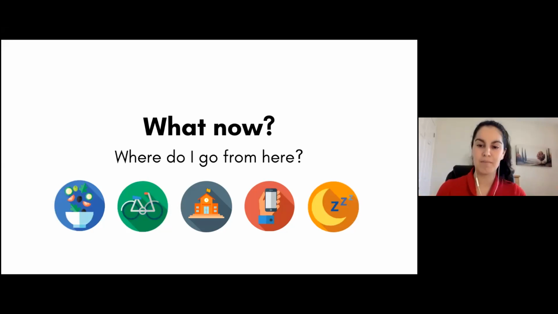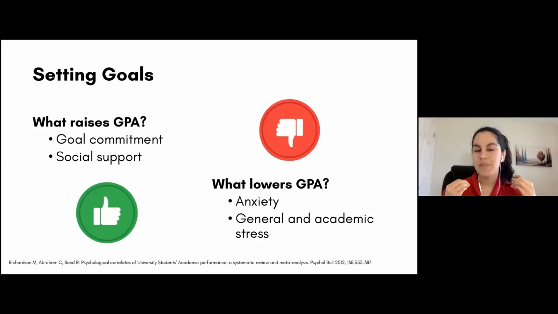So what do I do now? Where do I go from here? I have all this knowledge. What can I do? It's really important to start setting goals. You have this knowledge, you think, I need to start doing this, I need to stop doing this. It was found that setting goals and having social support raises your GPA, whereas being stressed and having anxiety, of course, will lower a GPA.